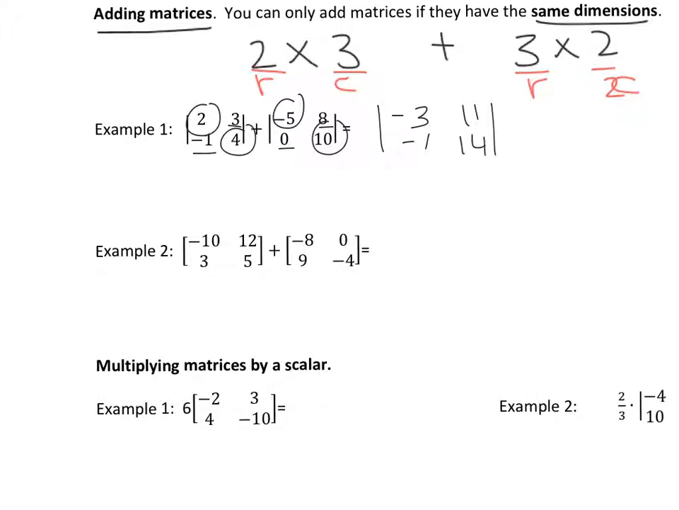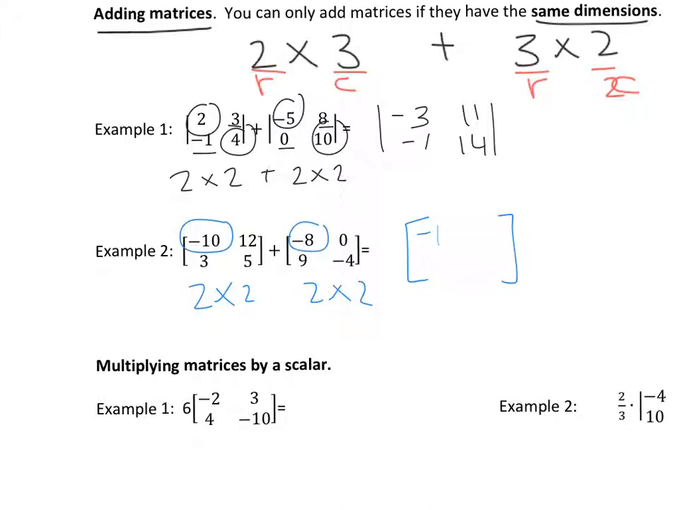So we can add these because they're both 2 by 2 matrices. They have the exact same dimensions. We can add these 2 matrices because they have the exact same dimensions. This is 2 by 2, this is 2 by 2. So negative 10 and negative 8 is negative 18. 12 and 0 is 12. 3 and 9 is 12. And 5 and negative 4 is 1.